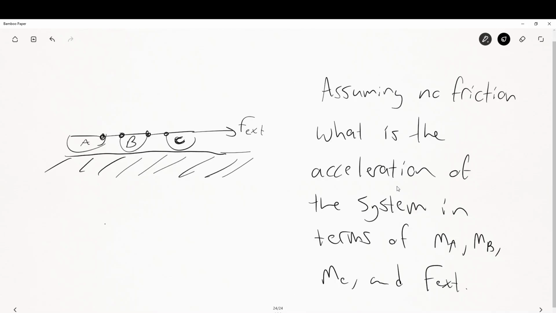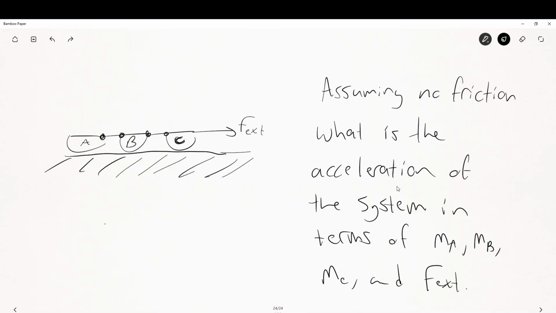And the sort of naive answer, which is correct, but the answer that you would just kind of think has to be true, would be that (MA plus MB plus MC) times A is equal to F external, right? And you would just solve for A by dividing by these three. And that's true, but I didn't really tell you that F equals MA applies to systems. I told you it applies to masses, right?